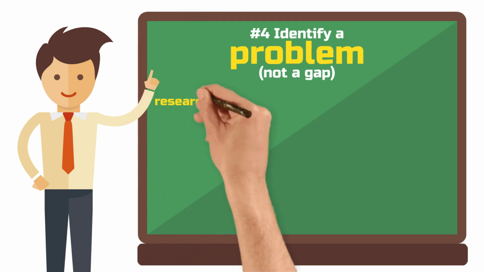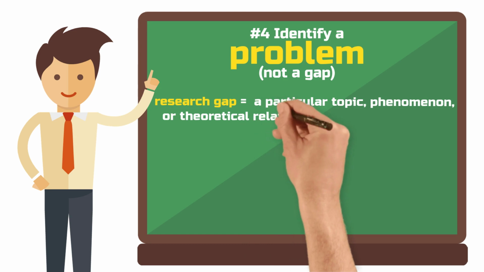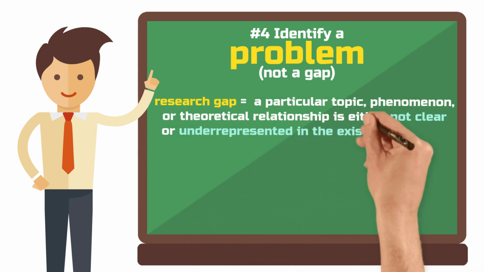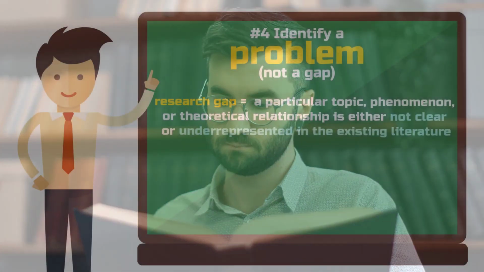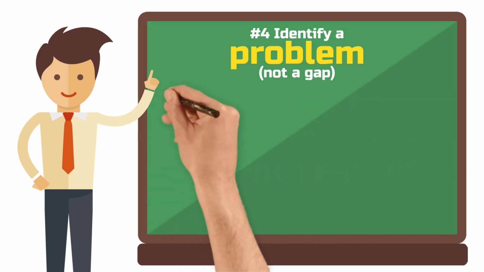This simply means that a particular topic, phenomenon, or theoretical relationship is either not clear or underrepresented in existing literature. To make such a statement, you need to do a lot of research and reading. This will give you a complete picture of the debate on this subject in the literature. Finding a gap is not a bad thing, but if you're not careful, you can quickly fall into a trap. In term papers, I often read the following argument.